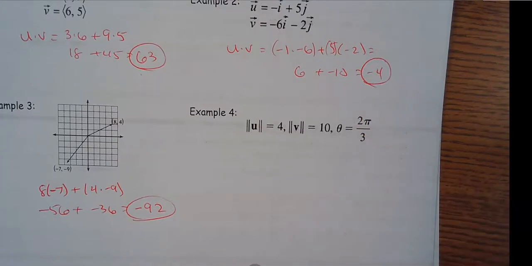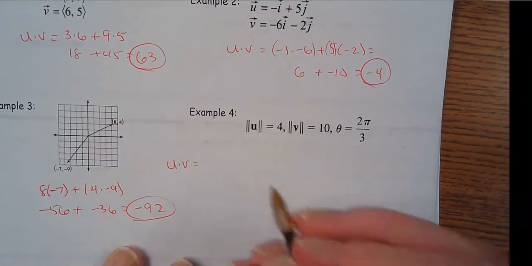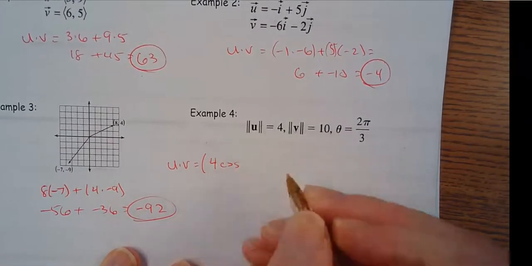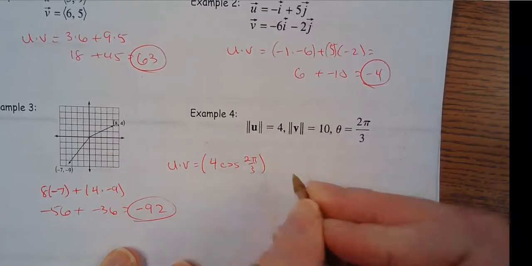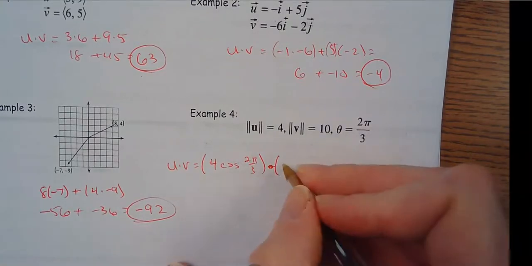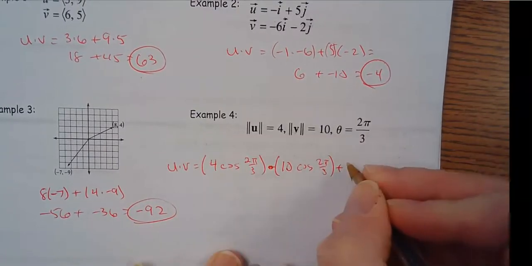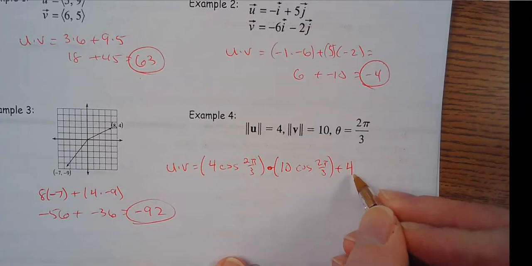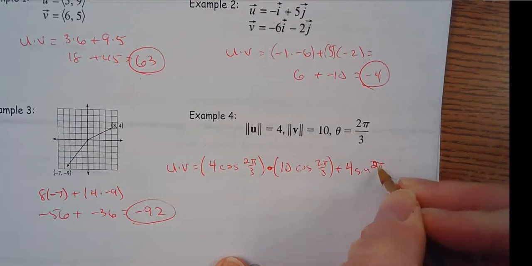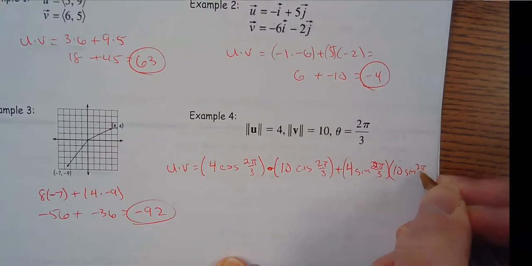But if u dot v means to add the x components together, I'm going to do this. One x component would be the magnitude of u times cosine 2 pi over 3, and the other x component would be the magnitude of v times the cosine of 2 pi over 3. Add to that the y component of the first one, 4 sine 2 pi over 3, times 10 sine 2 pi over 3.